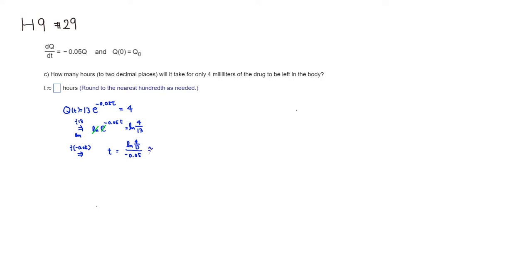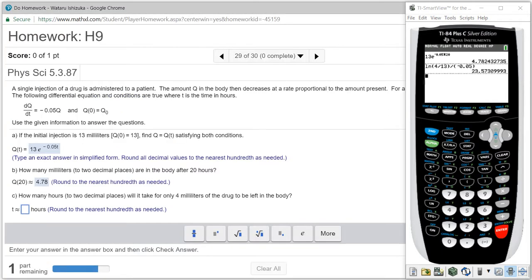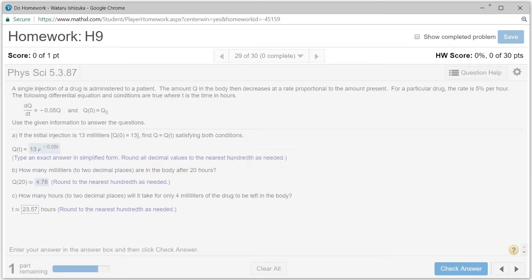Let's find the value here, so I'll open up a calculator. It's the natural log of 4 over 13, divided by negative 0.05. Hit enter. It came out to be about 23.57 hours. Let's type it in. 23.57. Let's check the answer. We got that.